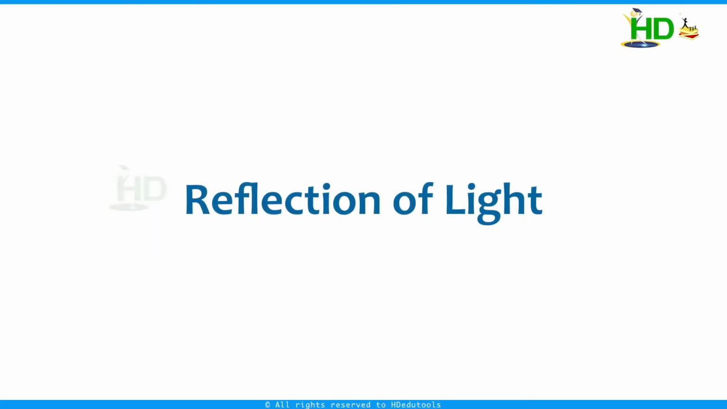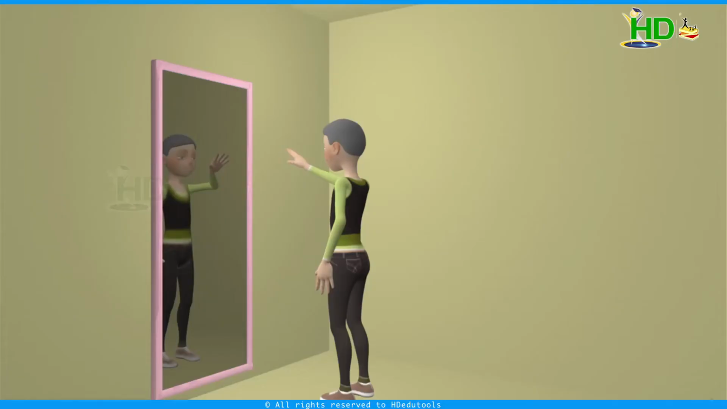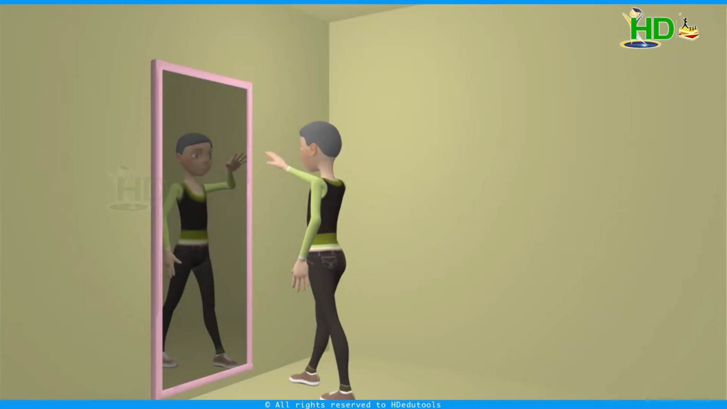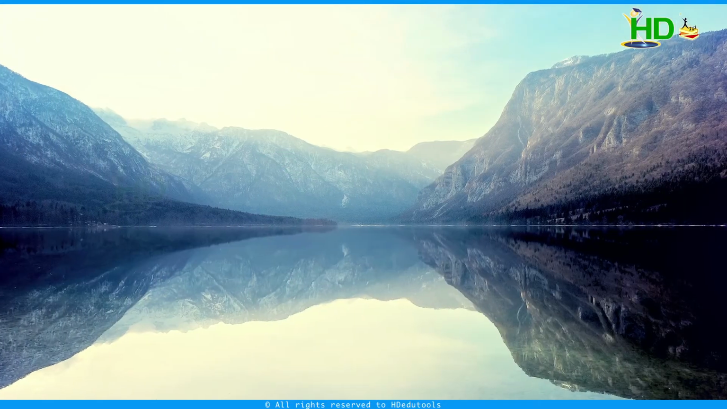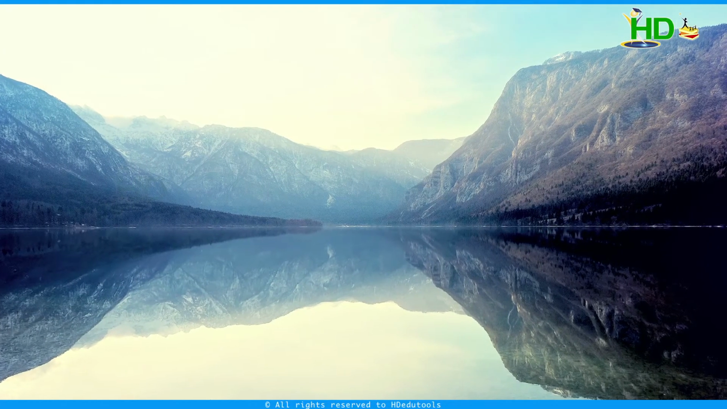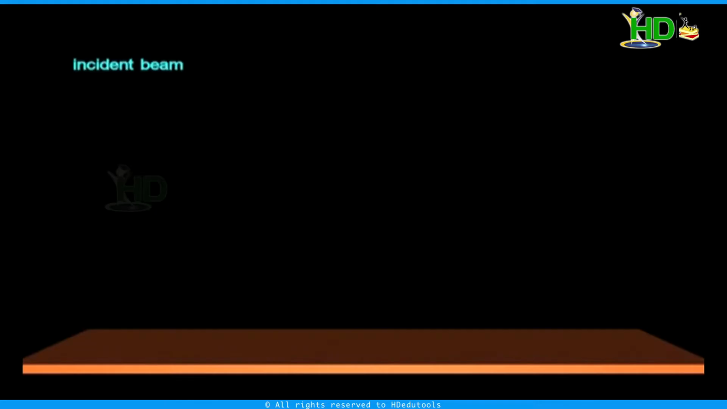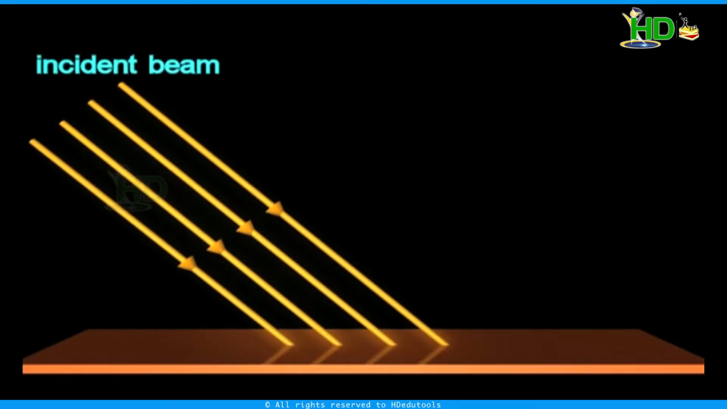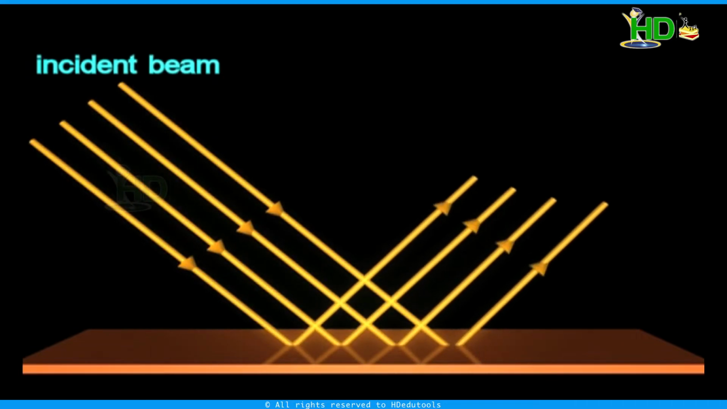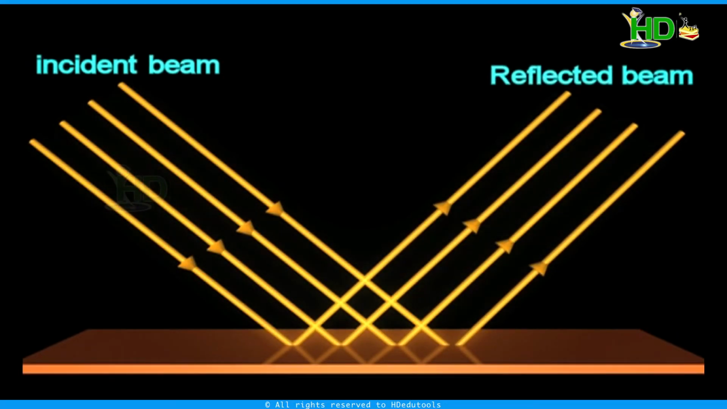A reflection of light. When you see into a mirror, you can see your image in the mirror. Water. In water also you can see the image. This is because of the reflection property of light. When light falls on a polished or smooth surface, it bounces back from the surface in a well-defined direction. This phenomenon is called regular reflection.